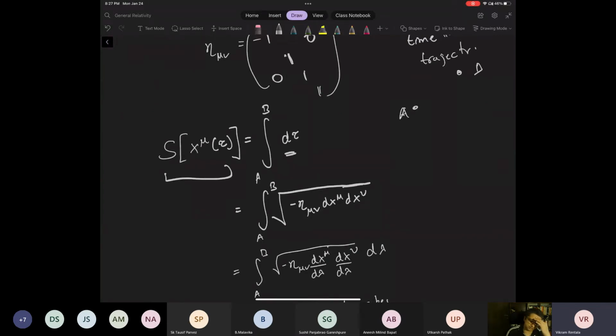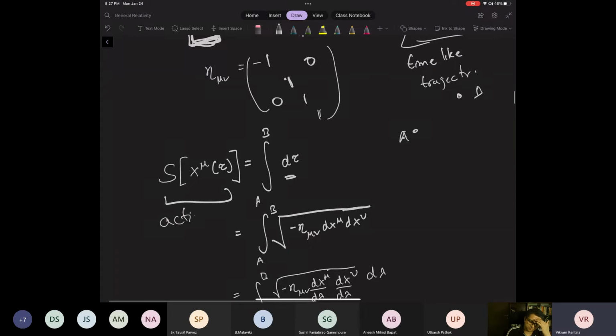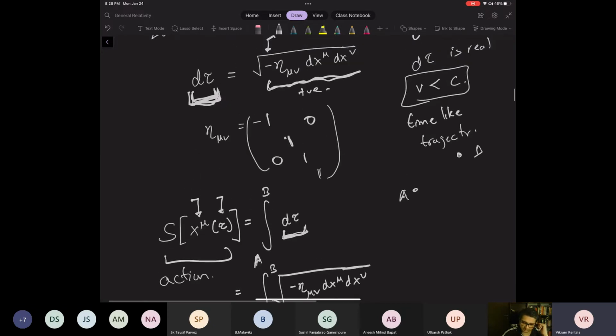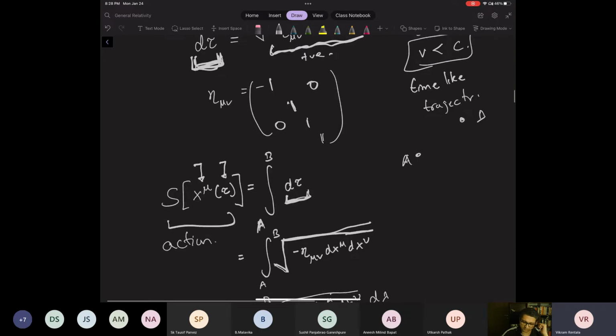As a precursor to this, this is what we'll call the action of the particle. So S, the action, will be a function of the spacetime coordinates. The spacetime coordinates are functions of the proper time, so this is a parametric way of parameterizing the trajectory. As I get from A to B, I just integrate the proper time, and the path of maximum proper time is going to be the one that a physical particle takes. Proper time can be written as minus the square root of minus eta mu nu dx mu dx nu.